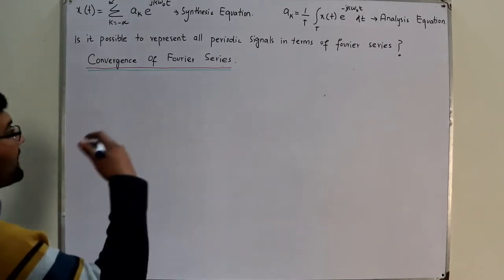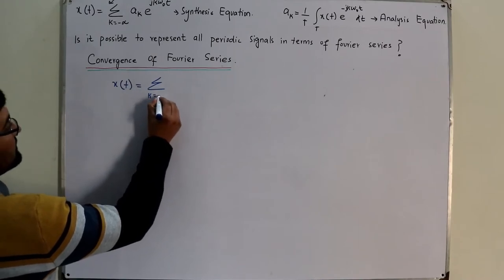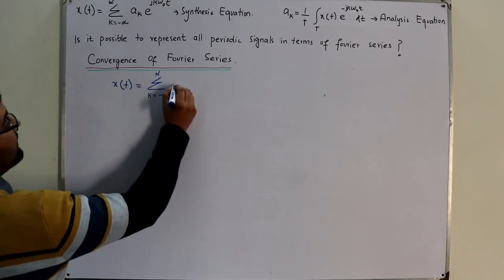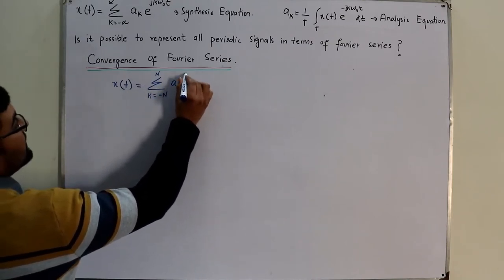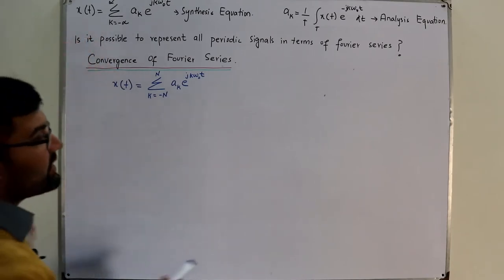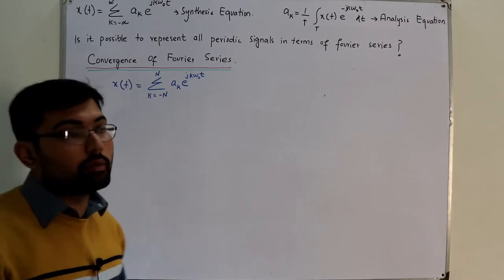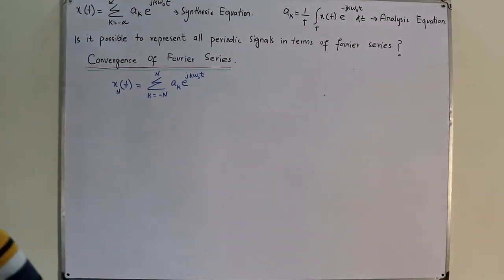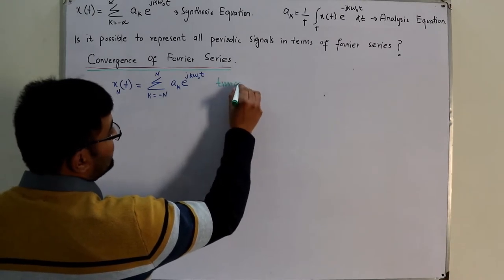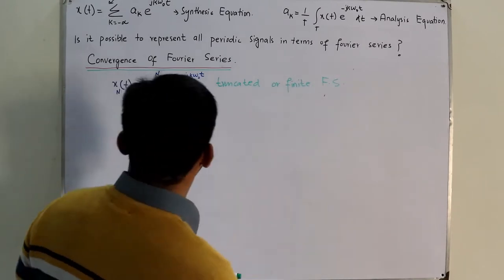Say, we now do it for a finite interval. Let's say I do the summation from some value of negative n to positive n, and I have this ak exponential of j k omega naught t. That was for an infinite interval, and this is for a finite interval. So it would be something shorter, a truncated form of it, a finite form of it. Let me represent it with an xn of t, and it is named as what? It is named as the truncated or finite Fourier series.